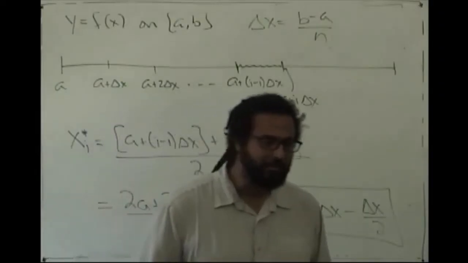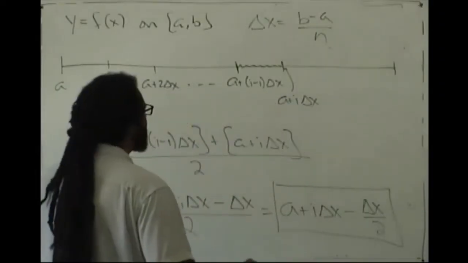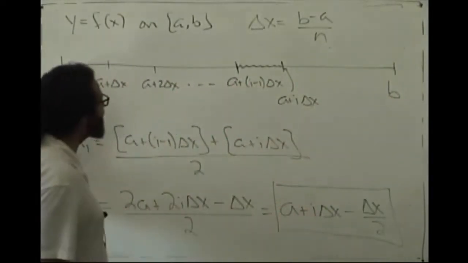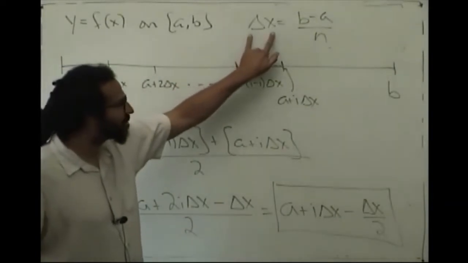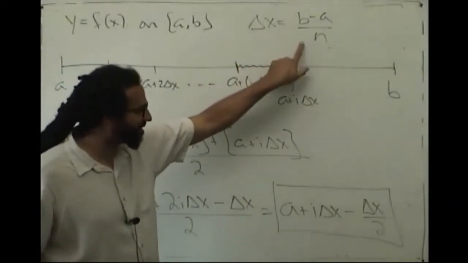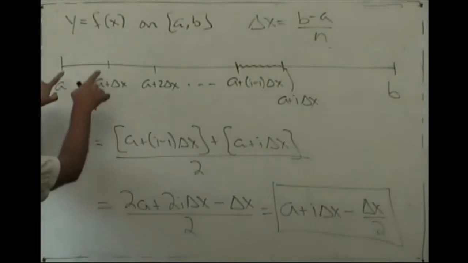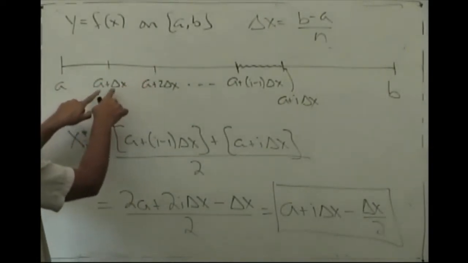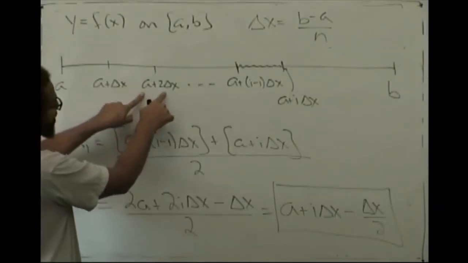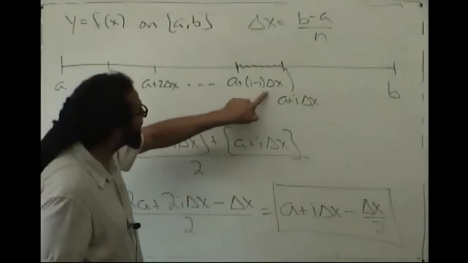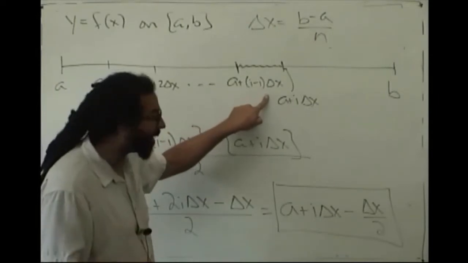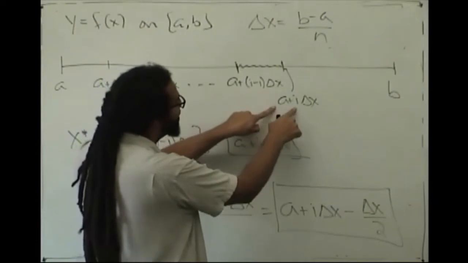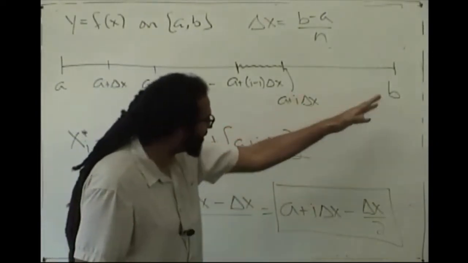Okay, so for the midpoint approximation, once again, we want to take our interval and break it up into n equal parts. Again, delta x is always b minus a over n. So the first subinterval goes from a to a plus delta x. The second subinterval goes from a plus delta x to a plus 2 delta x. The ith subinterval, so the general expression, goes from a plus (i minus 1) delta x to a plus i delta x.